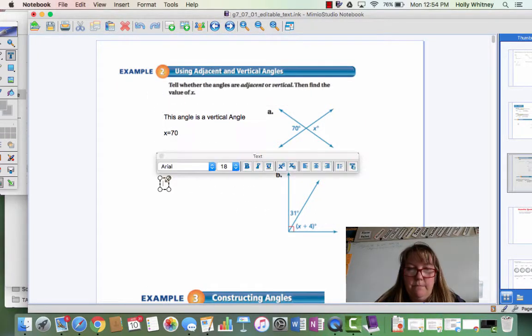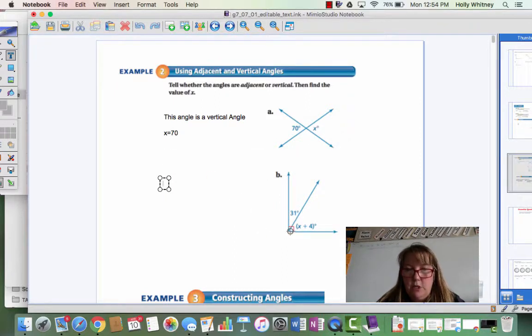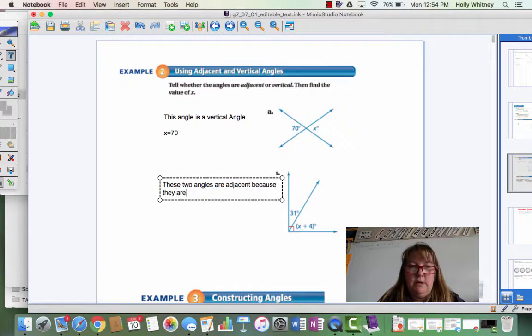Example B shows these two angles, this angle here and this angle here. Well, we know that they share a vertex here, and they share a ray here. So these two angles are adjacent. I spelled adjacent wrong. They are adjacent because they are next to each other and share a ray and a vertex.